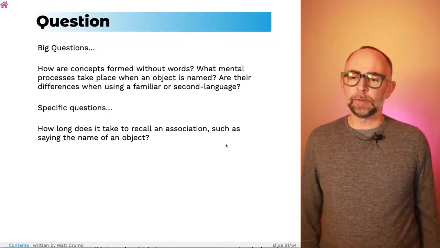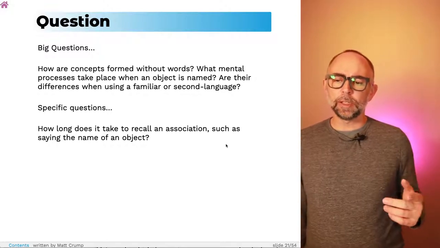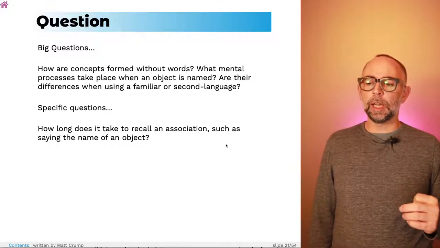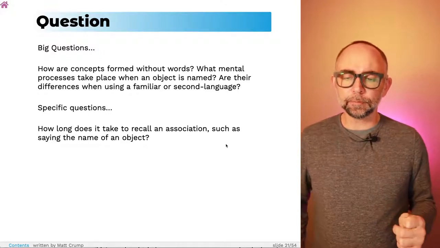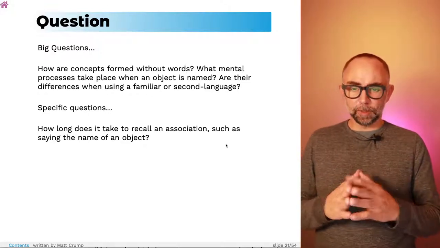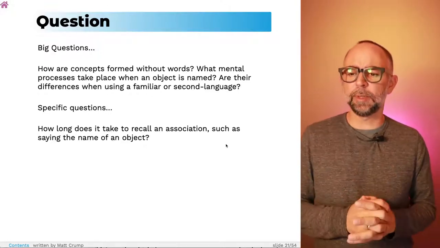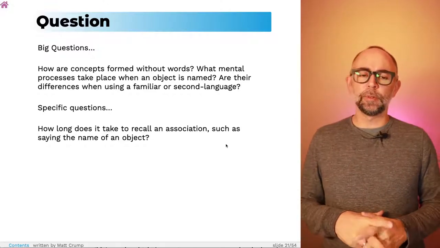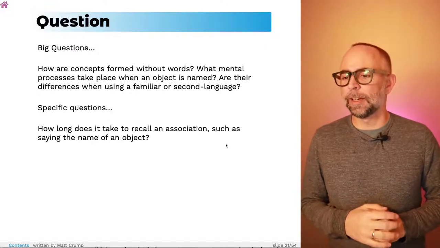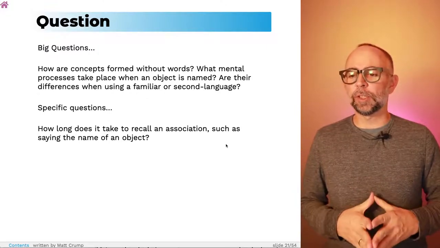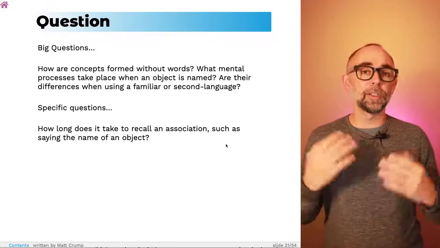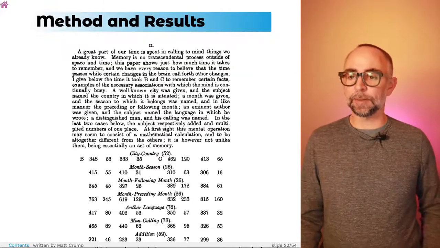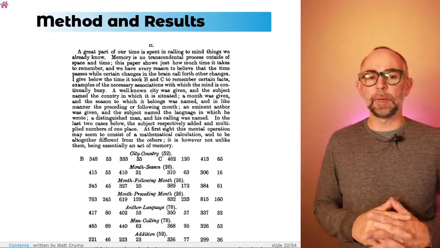And here are some more specific questions. How long does it take to recall an association? And I think I got this next part wrong. It says here, such as naming, saying the name of an object. I should go and change that. The more specific question is, how long does it take to recall associations between ideas? Let's take a look at some of his methods and results.